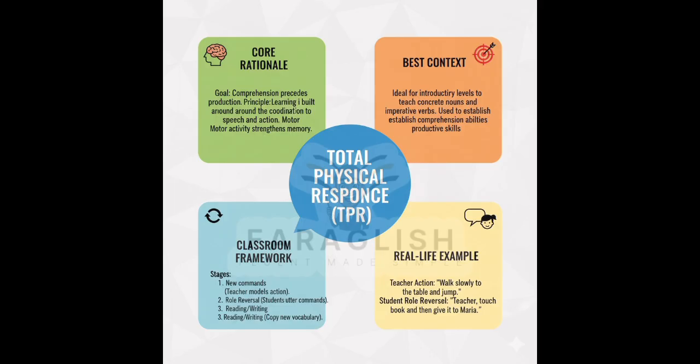5. Total physical response, TPR. Approach method name: total physical response, TPR. Rationale: the learning is built around the coordination of speech and action. Learners, especially adults, should recapitulate child first language acquisition, where commands are primary. Combining verbal rehearsal with motor activity strengthens memory traces and aids recall.